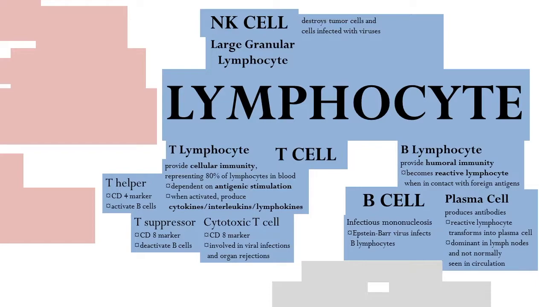What are two CD markers of the NK cell? CD16 and CD56 marker. NK cells are antibody-dependent cytotoxic cells. Explain antibody-dependent cytotoxic cells. This means that NK cells attack antigens that are attached to antibodies such as IgG.